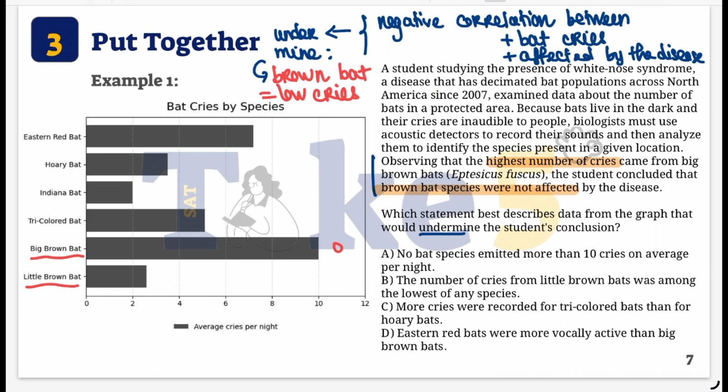The big brown bat has 10 bat cries on the bar, and the bar also shows the highest number amongst all species. But the little brown bat has on average almost 3 cries only. Not the lowest, but definitely not as high as other bat species, which disagrees with or undermines the student's conclusion directly. So we choose answer B, which reflects this information that we just found.